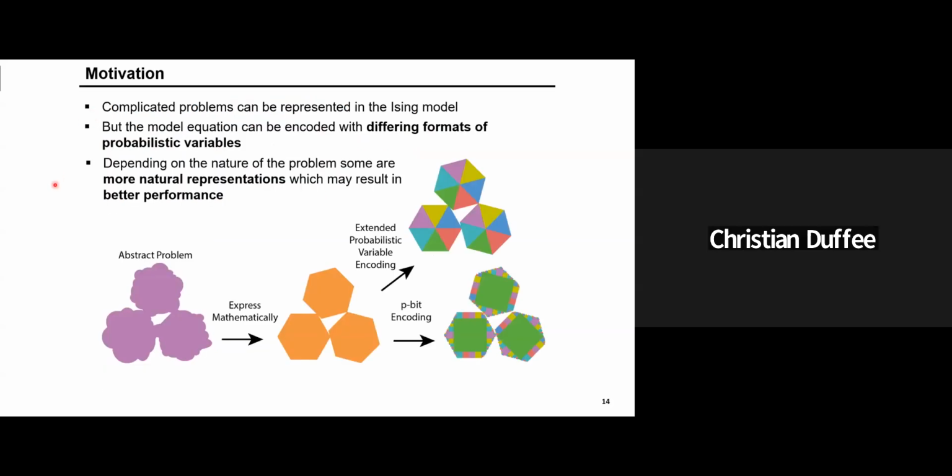But I also wanted to talk a bit about something else we are working on. So of course, in general, we can map many problems into the Ising model. But not all problems map naturally, to speak very vaguely there. We can imagine that there are certain forms of probabilistic variables that map a bit better to the problem, and which might result in better performance.